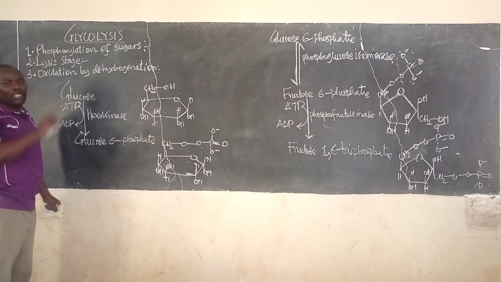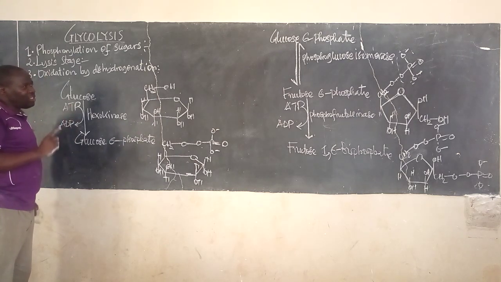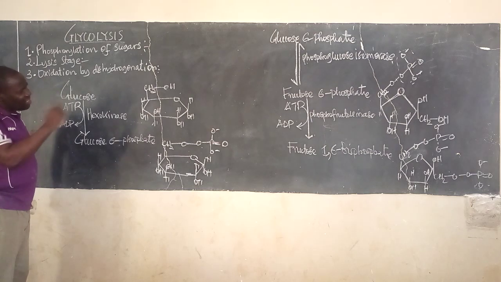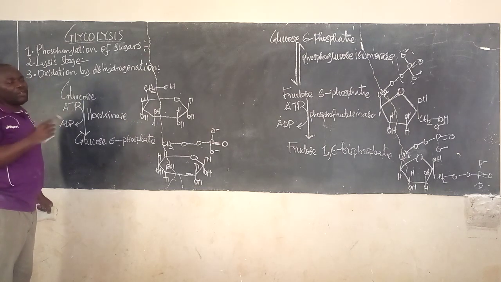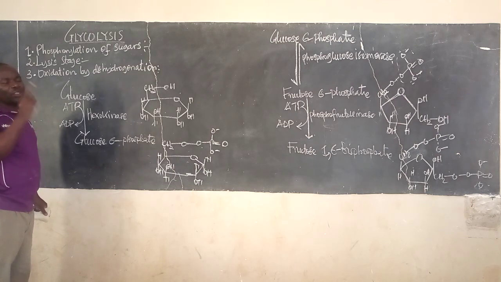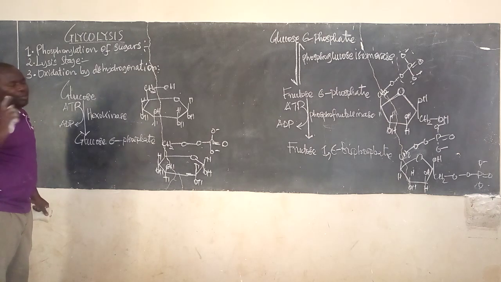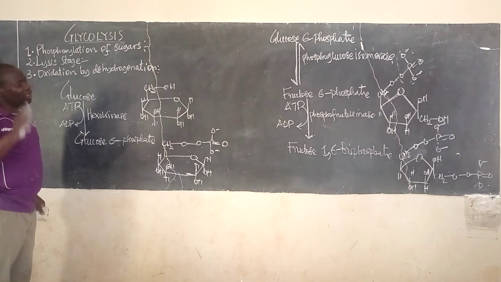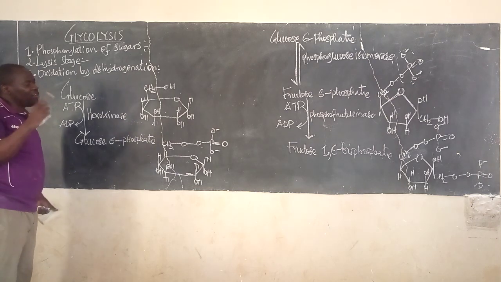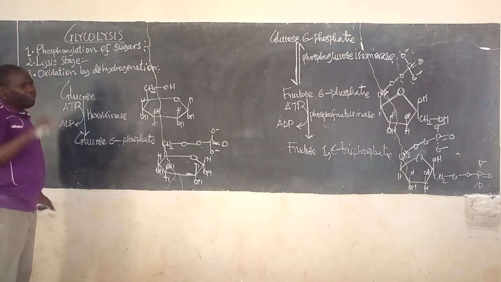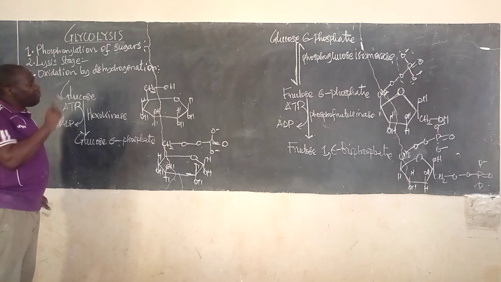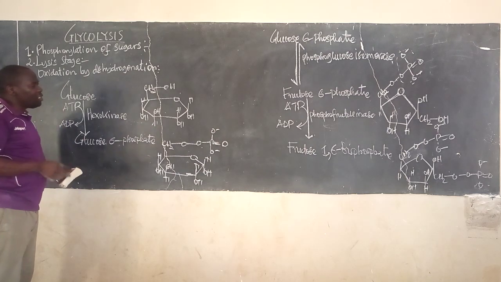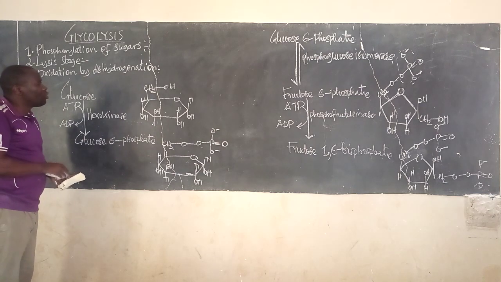Not only that, in the first stage, an initiation stage, forming 5 carbon sugars, ribose and deoxyribose, as well as ribulose. Ribulose is very crucial in the Calvin cycle, in the stroma of the chloroplast, in all processes of forming starch. And ribose and deoxyribose are very crucial in the formation of nucleotides within the cells.